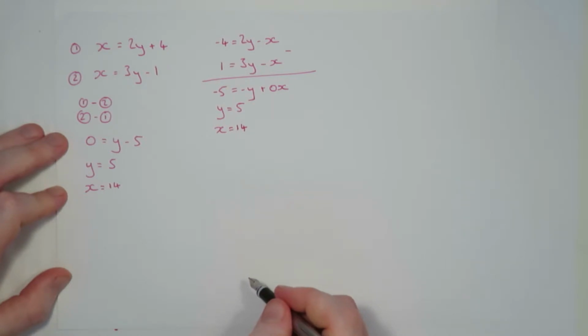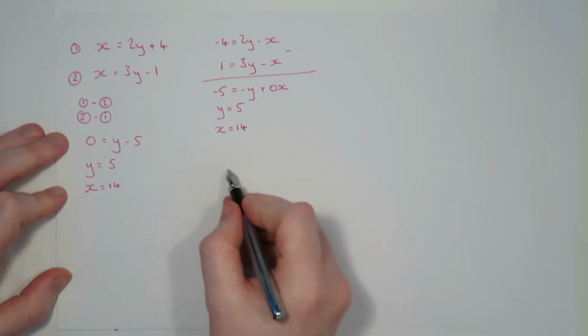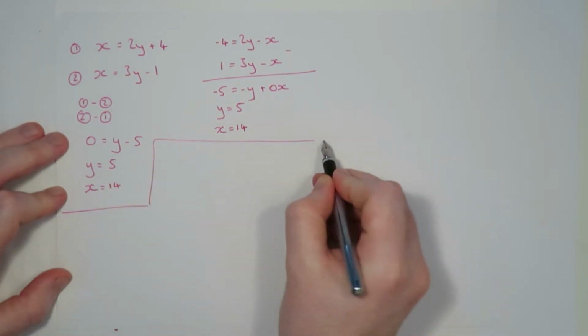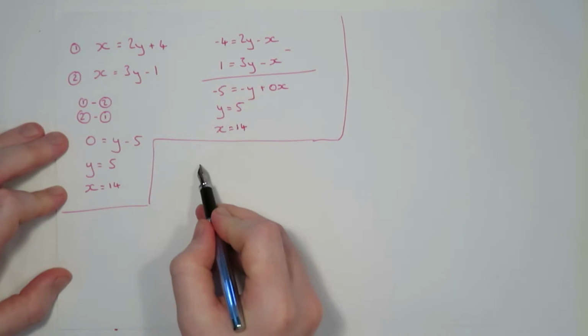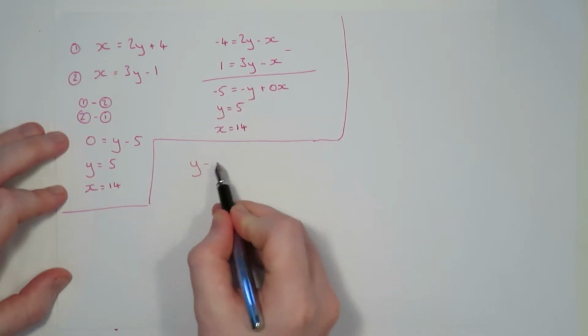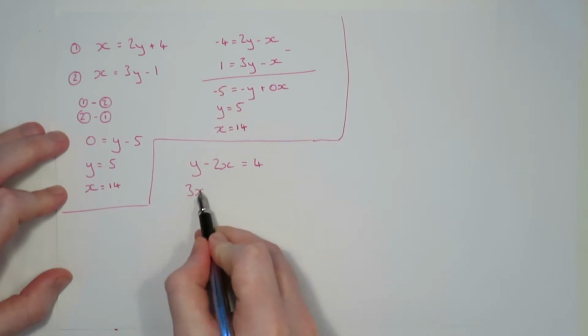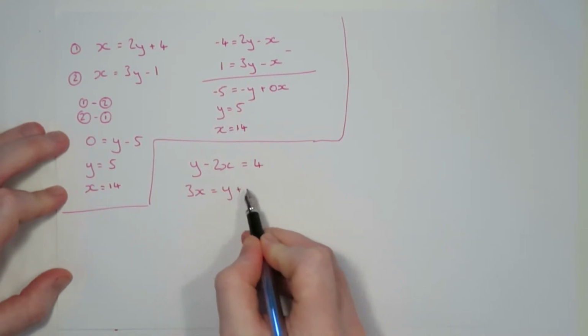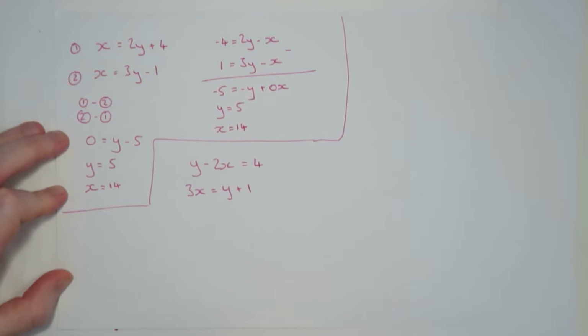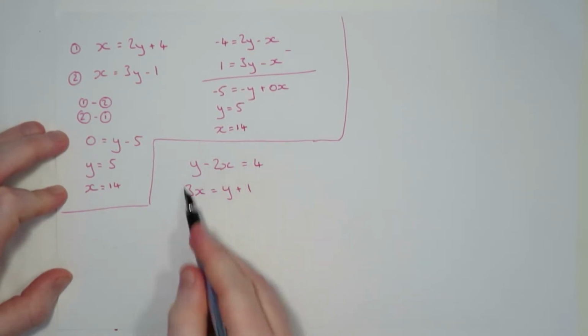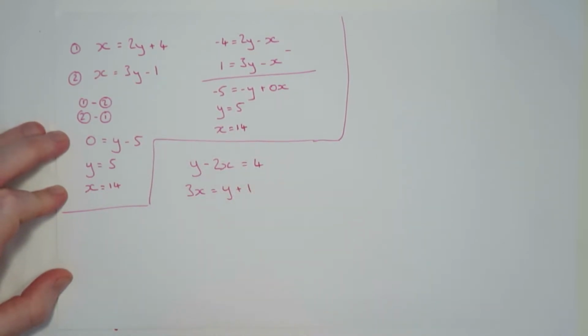So that's that example there. Let's take a look at another example. y minus 2x equals 4. 3x equals y plus 1. Okay, I'm going to invite you here to pause the video, have an attempt at that, and then unpause the video and we'll go through it together. So the best of luck to you there if you're attempting that on your own.